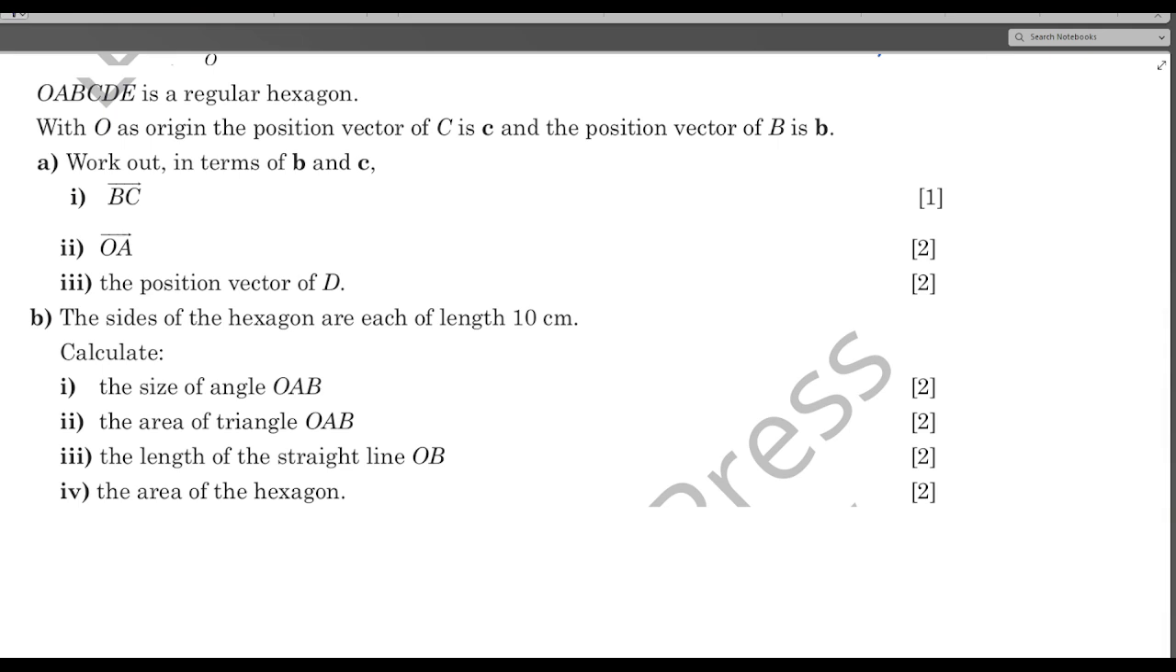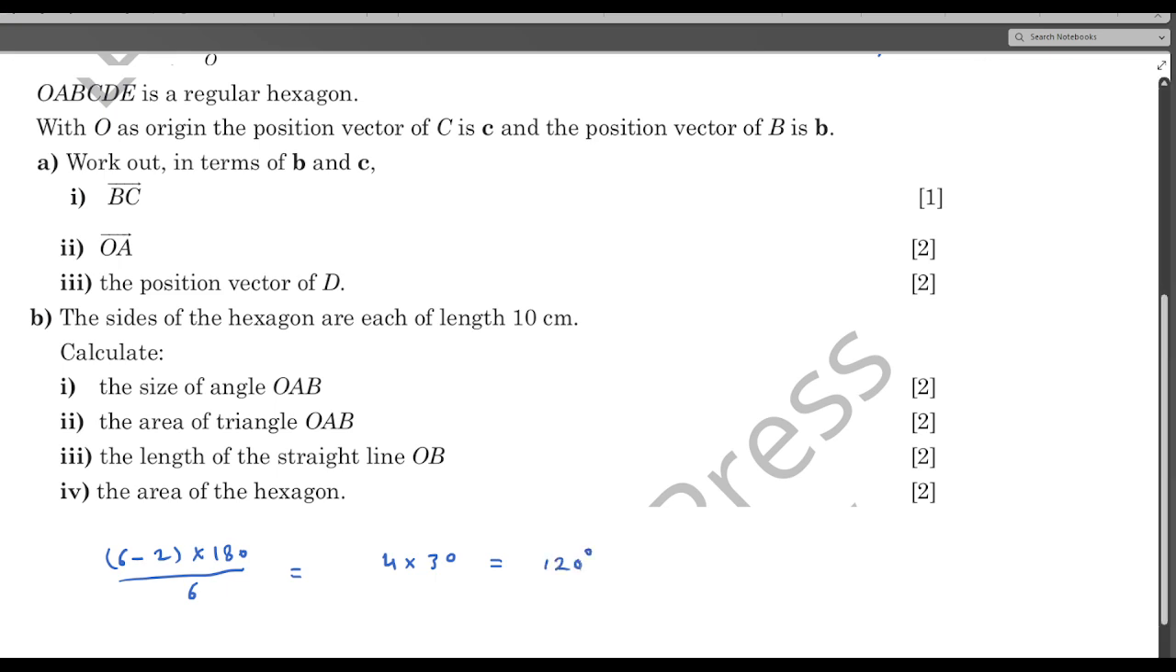So the formula for interior angle is the number of sides minus 2 times 180 divided by number of sides. So it is 6 minus 2 is 4, and 180 divided by 6 is 30. So 30 into 4 is 120. So your 120 degrees is the answer for the size of angle OAB. This is your first question of B part.